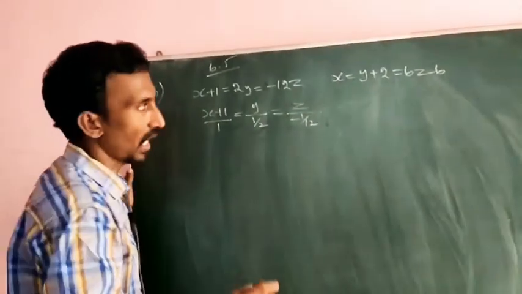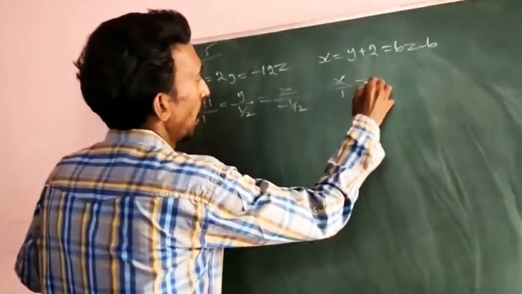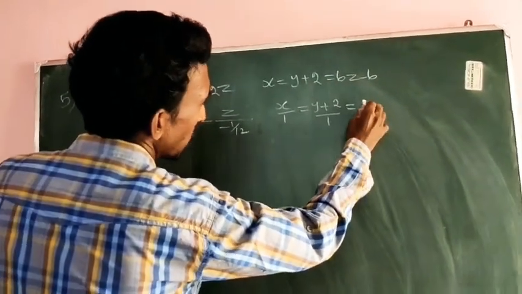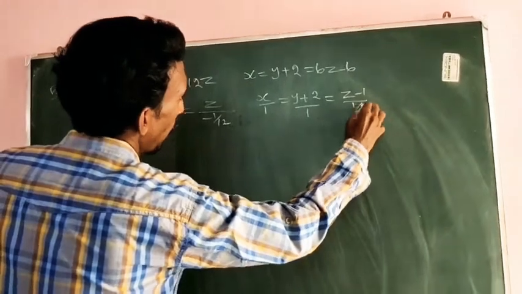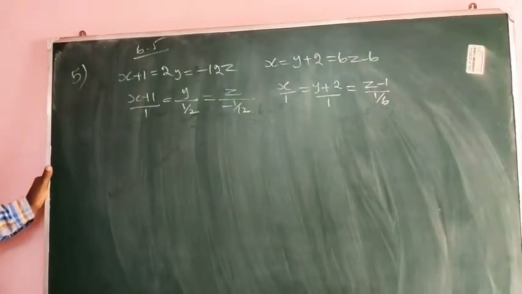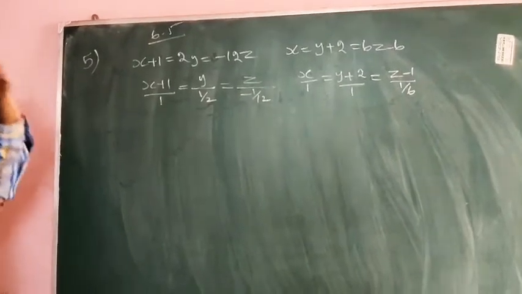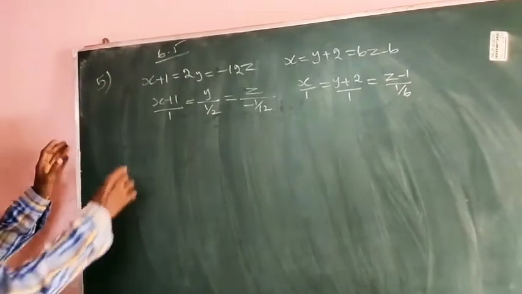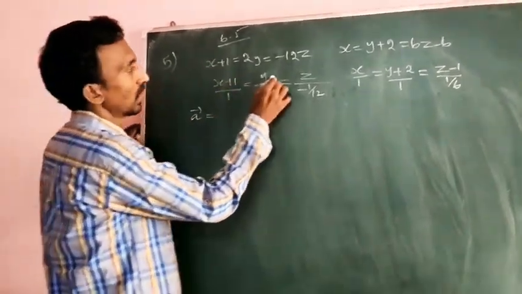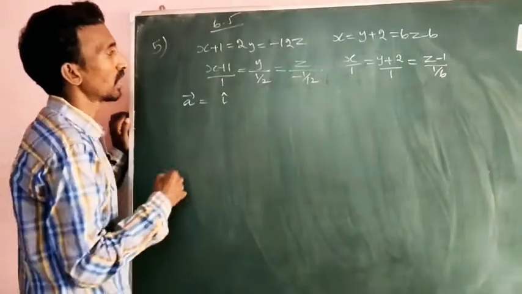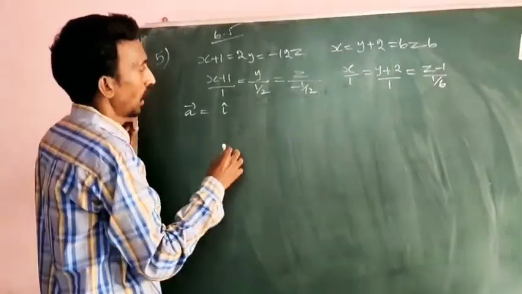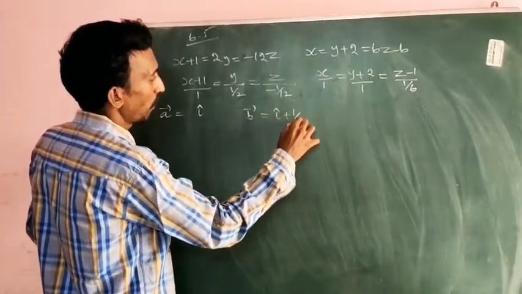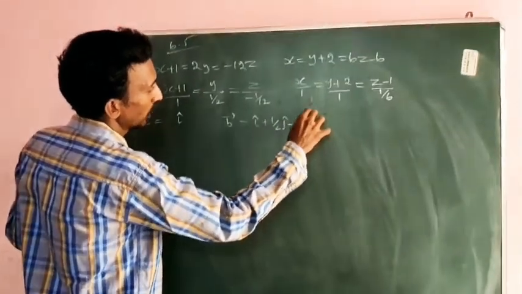Are you clear? Similarly write down the second one: x by 1 equal to y plus 2 by 1 equal to z minus 1 by 1 by 6, taking 6 outside. First rewrite into the general form, then observe what is a vector, what is b vector, what is c, what is d. So here a vector equals minus i, with 0 and 0 for the others, and b vector equals i plus 1 by 2 j minus 1 by 2 k.